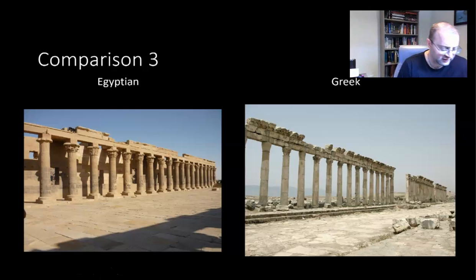So this is the third set of comparisons, a set of columns comparing both the Egyptian and Greek columns. Now, one thing in particular I wanted you to note is that the form is very similar. It's a basic line of posts and lintels. When we line up a number of columns, but it's really a post and lintel structure, and put lintels across all the top of them, we give that structure a name. This is called a colonnade.